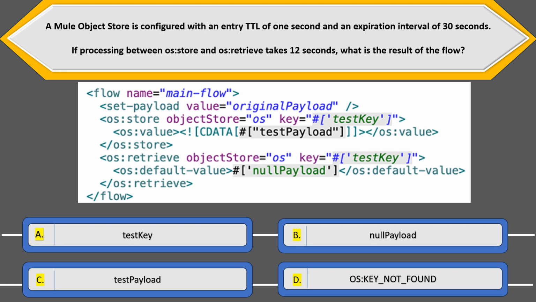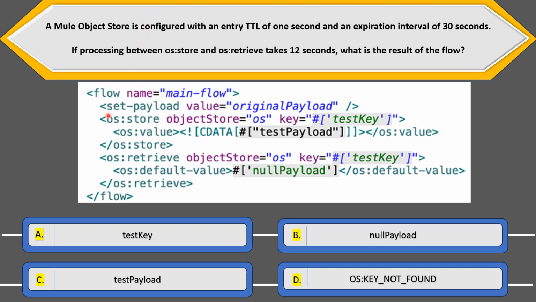The question that we are going to discuss today says that the Mule object store is configured with this particular setting, and this question also gives the flow, or rather the configuration XML for the flow. Let's first go to the flow and see what it does, and then we'll go back to the question.